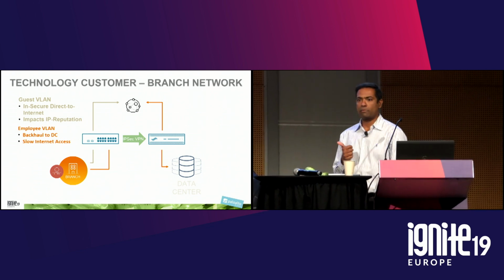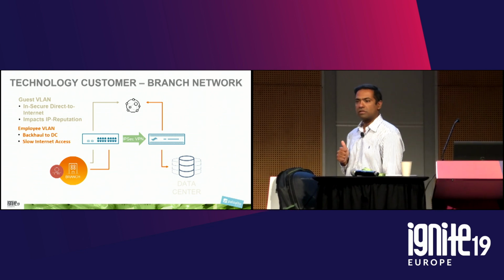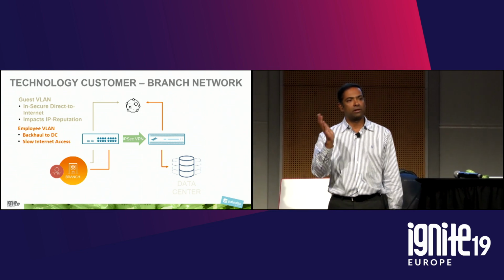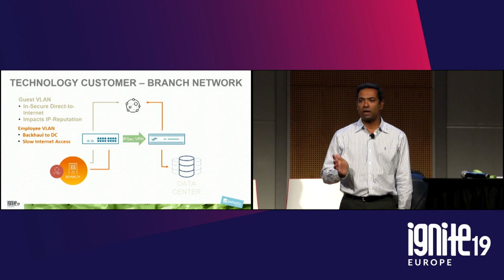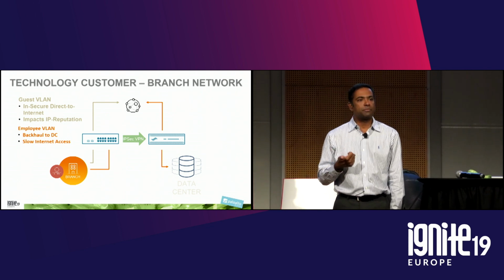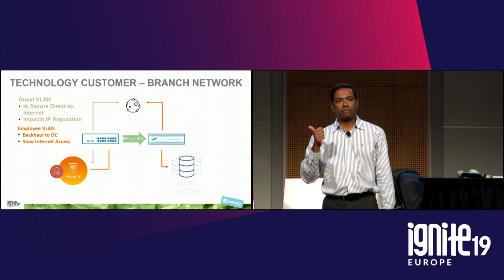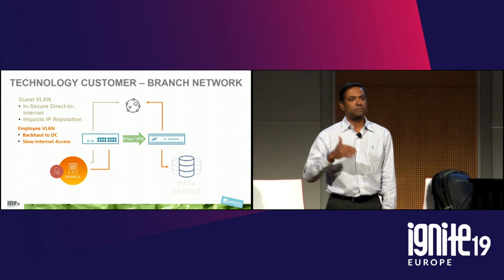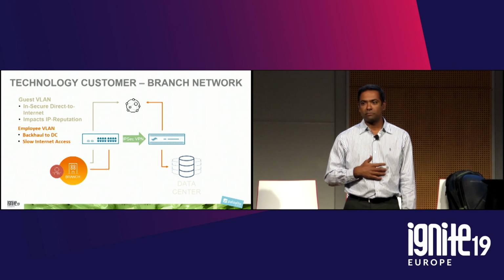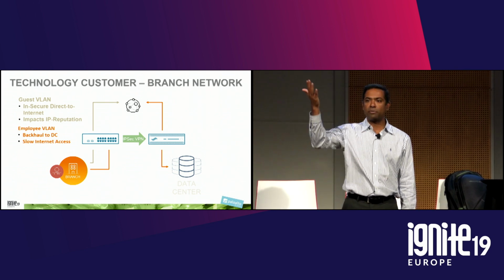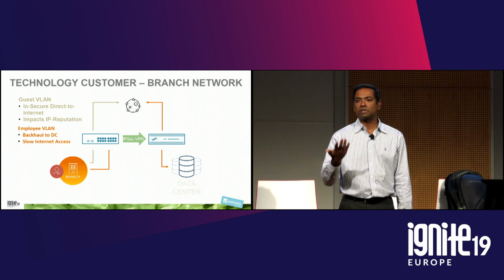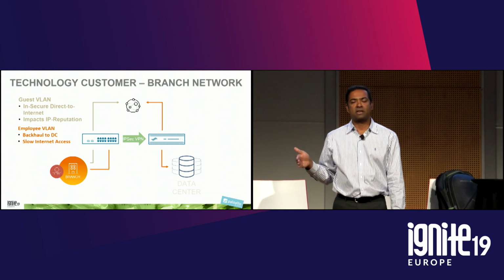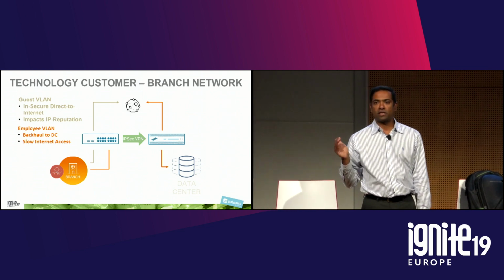The problem they had was that users would come into the guest VLAN and browse whatever they needed to browse, and that was creating an IP reputation problem for them. Because of that, web applications and websites were blocking the customer's IP range, since they saw it as an attack on their services because it was not clean. And the employees were not having a good experience because their traffic was getting rerouted into the data center to go out to the internet.